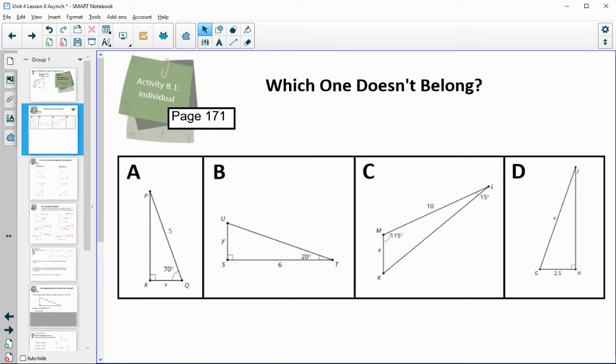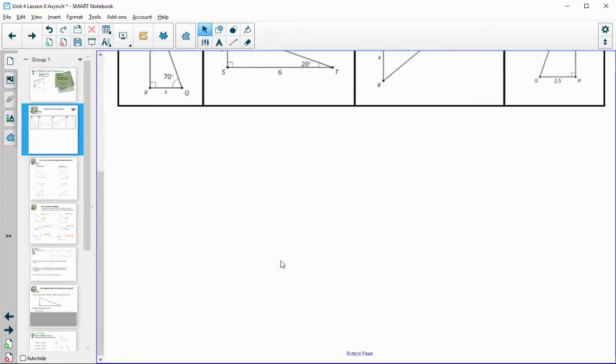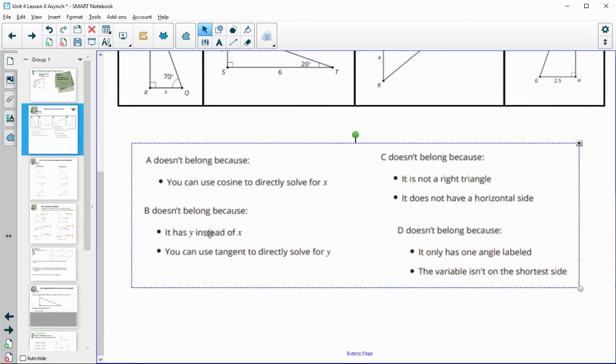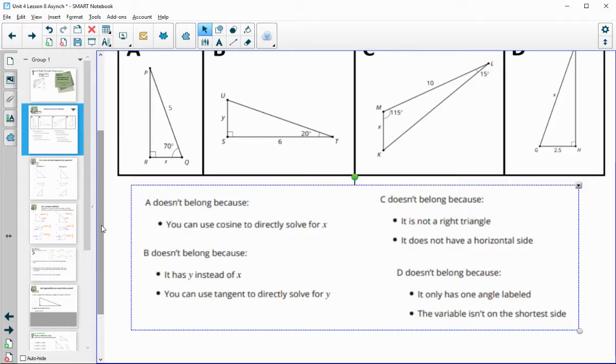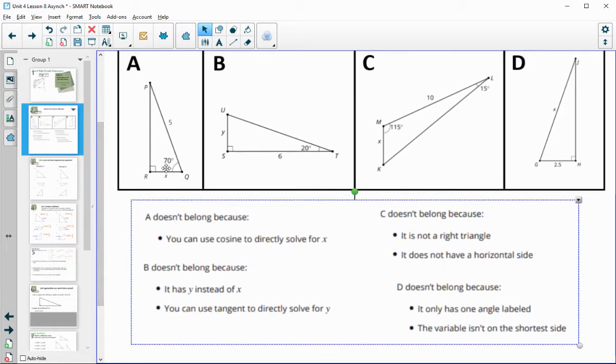As always, there are various reasons that each of these don't belong. There isn't one right or wrong answer, but here are some answers that you might have come up with. Maybe you said A doesn't belong because you can use cosine directly to solve for X. You could set up a cosine function here. B doesn't belong because it has a Y instead of an X, or because you can use tangent to solve it. It's the only one you can use tangent directly for.